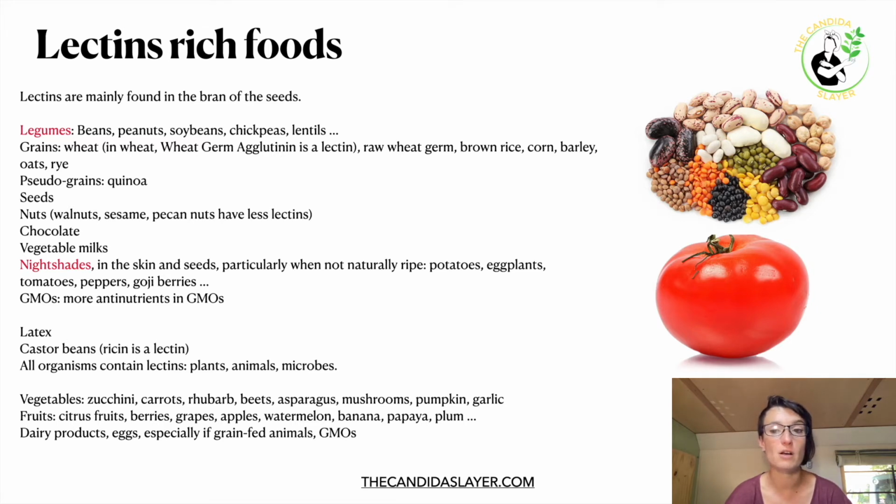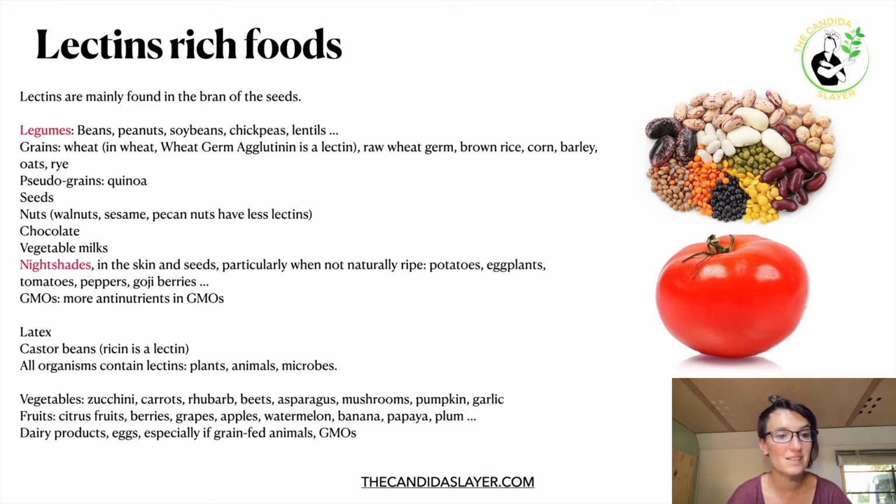And lectins are particularly, as I said, in the skin and in the seeds of the nightshade. So if you want to eat tomatoes, for example, peel the tomatoes and remove the seeds. Only eat the flesh or cook them, because lectins are mainly destroyed by cooking. And be careful, especially with tomatoes that are not ripe, because they will have more lectins. GMO foods are richer in antinutrients, richer in lectins, and also they are heavily sprayed with herbicide. And also GMO foods cause cancer, so avoid GMO foods as much as possible.